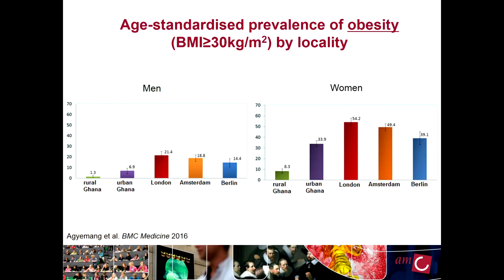This is the data for obesity alone, BMI higher than 30, and what you see is that in particular, women are severely affected by overweight and obesity, with prevalences up to 54% among Ghanaians in London. And again, a much larger role of migration than of national context, although again, those living in the UK are more affected than those living in Berlin.